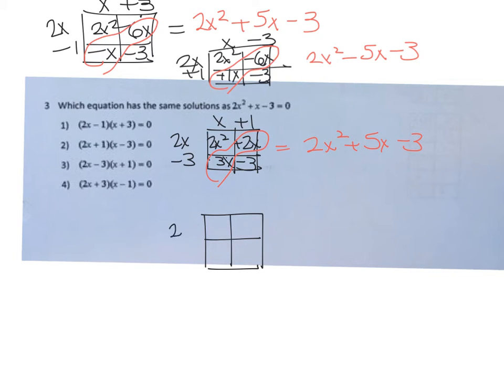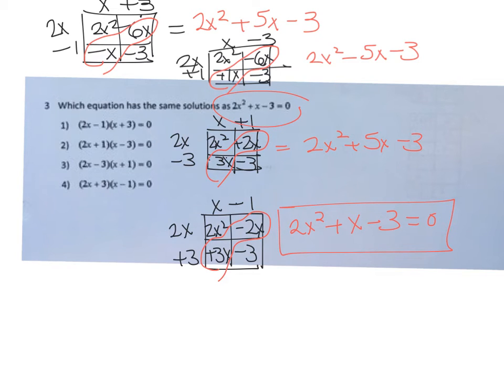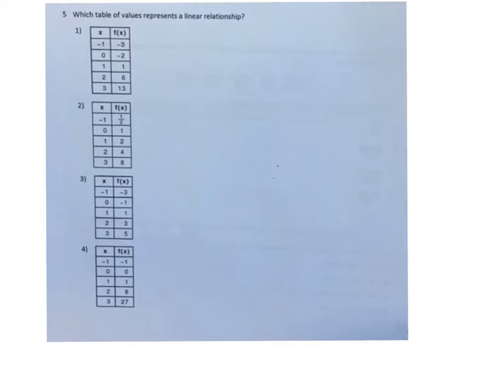Draw my box. 2x plus 3, separate the binomials. X minus 1. 2x times x is 2x squared. 2x times negative 1 is minus 2x. Plus 3x minus 3. Combine like terms in the middle. Keep the other two terms. So 2x squared plus x minus 3. And finally, we get the outcome we're looking for. So it's choice 4.